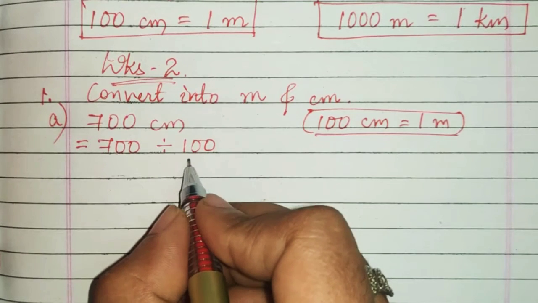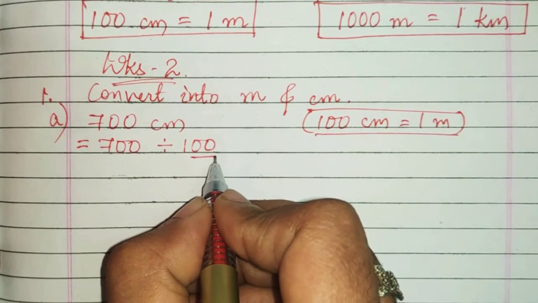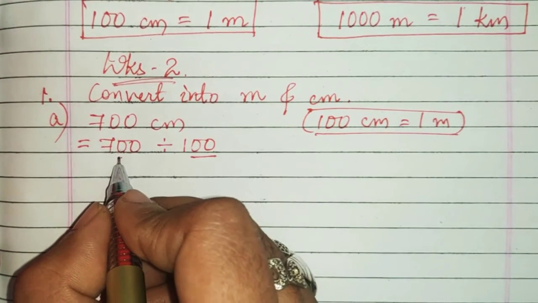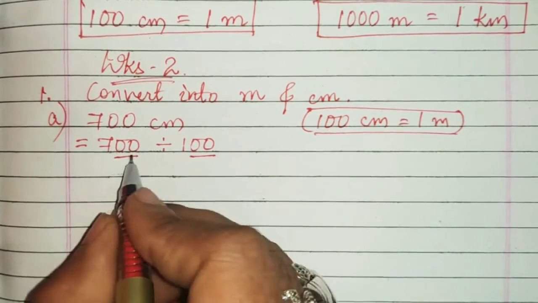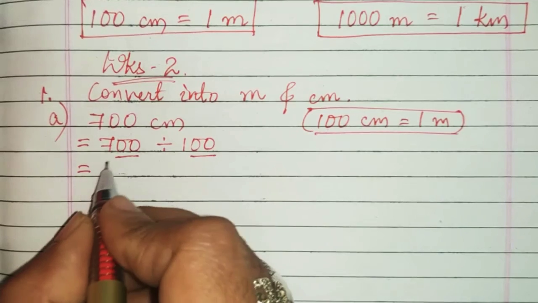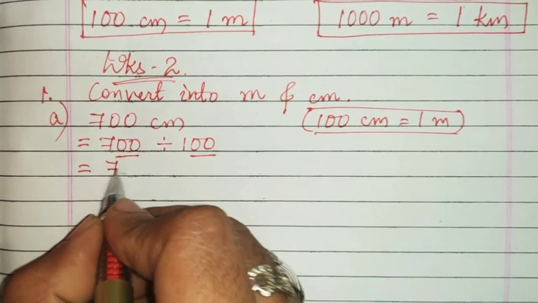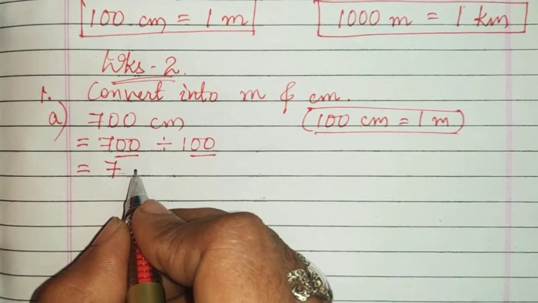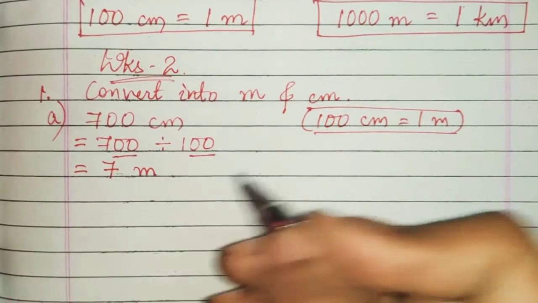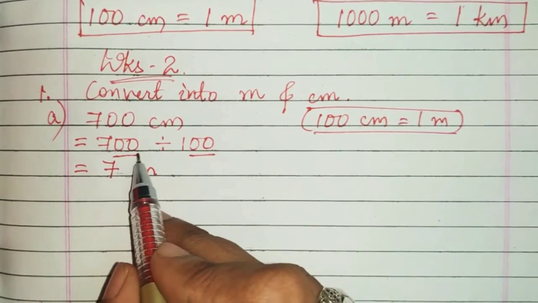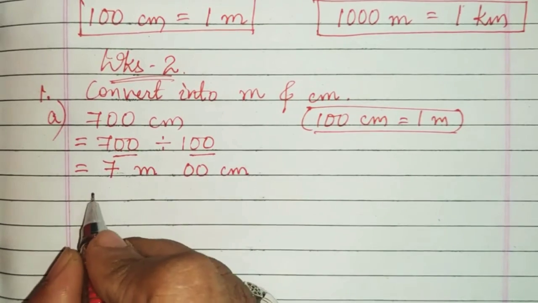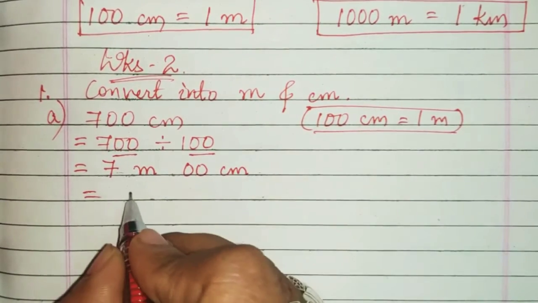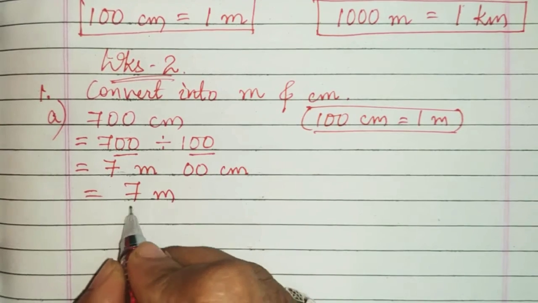That's it. Underline 2 zeros here, and from right hand side 2 zeros here. So now what is left? 7. That is meter. So it's converted to meter. As 0 is centimeter, 0 means nothing. So 7 meter is our answer.